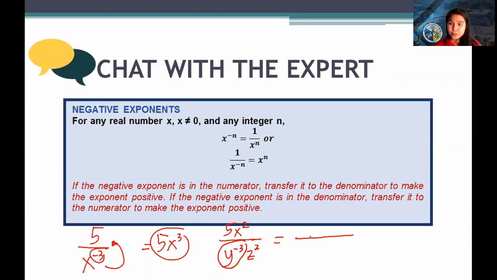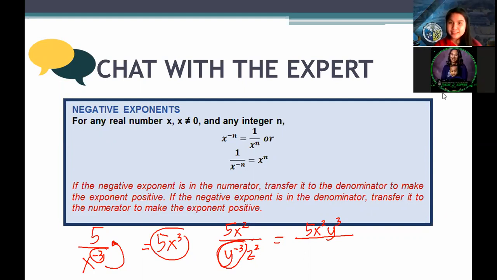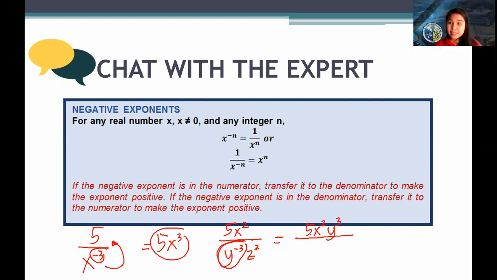Ma'am, what will happen to the rest that are already there? Copy. So numerator, 5x squared. Copy, right? This one is negative in the denominator, so transfer it up. Once you transfer it, now the denominator is z squared. Why do we only copy? Because the exponent is positive, so no need to change it.